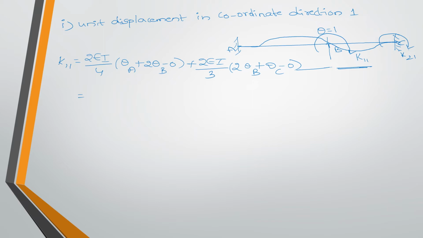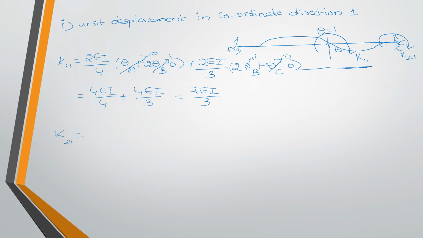Now simplify this one. Substitute theta A and theta C as 0. This theta A is 0 and this theta C is also 0. So 2EI by 4 and 2 theta B, theta B as 1. So 2EI by 4 times 2 means 4EI by 4, plus 2EI by 3 into 2 theta B means 4EI by 3. We'll get 7EI by 3. This is K11.